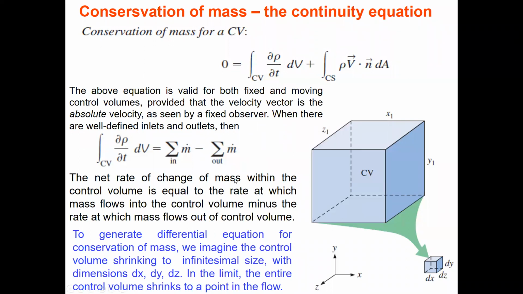Now, the rate of change of mass within the control volume is equal to the rate at which the mass flows into the control system minus the rate at which the mass flows out of the control volume. Assume that I am sending 10 liters per minute to an inlet and the same 10 liters per minute as an outlet, the reservoir remains constant.